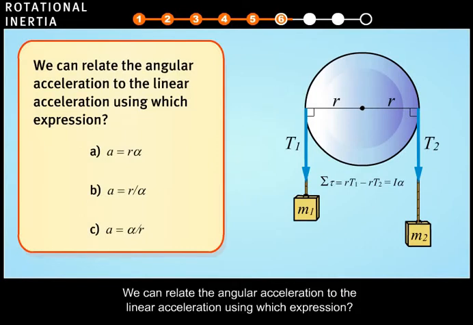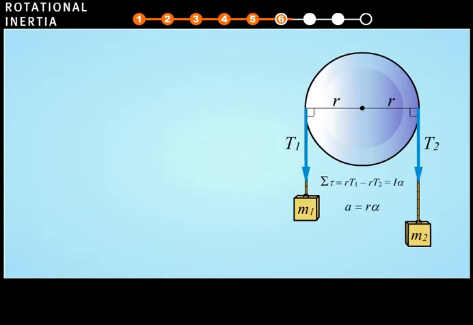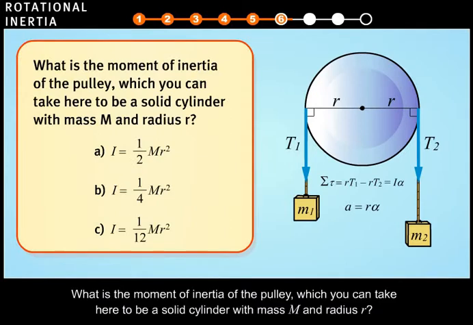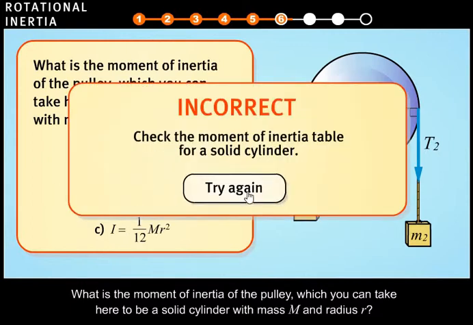We can relate the angular acceleration to the linear acceleration using which expression? Correct. What is the moment of inertia of the pulley, which you can take here to be a solid cylinder with mass m and radius r? Incorrect. Check the moment of inertia table for a solid cylinder. Try again.